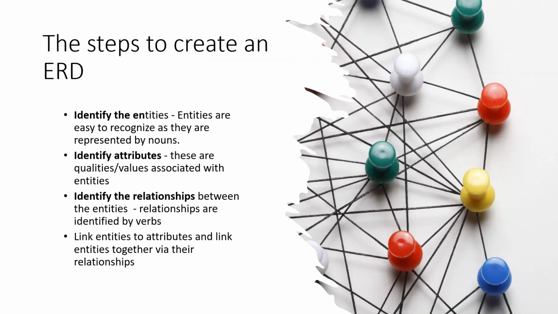As a recap, these are the steps to create an ERD. First, you need to identify the entities. Entities are easy to recognize as they are represented by nouns. Then identify the attributes, which give the qualities or characteristics of the entity. Then identify the relationships, which are also easy to recognize as they are usually given by verbs. Then you need to link entities to attributes and link entities together via their relationships.